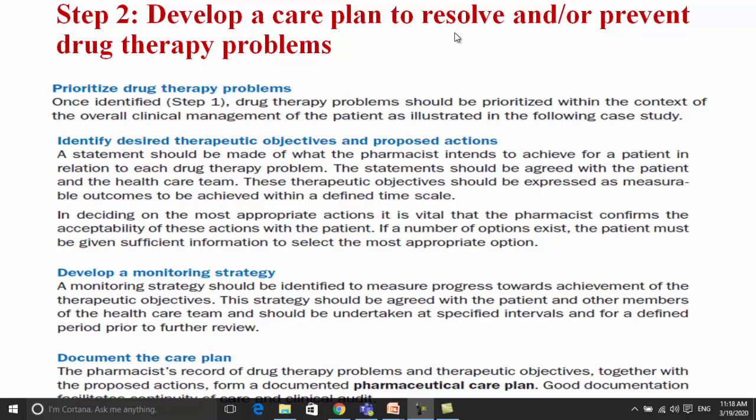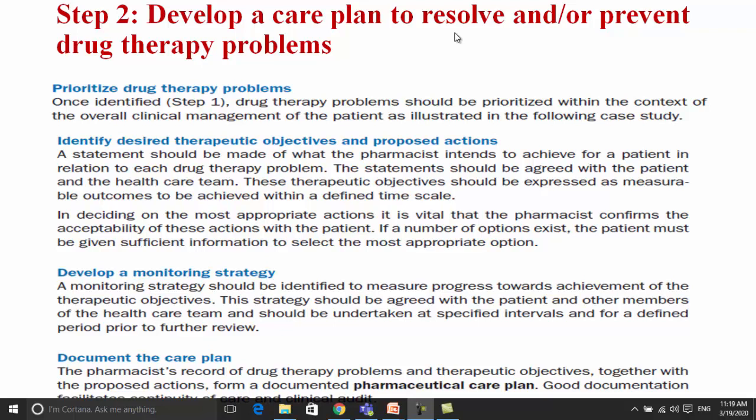You are not treating symptoms, you are not treating numbers, you are treating a human being. This is important advice you must remember when you provide pharmaceutical care. You are treating a human being, not symptoms, not numbers that come from the lab test. You are comprehensively, systematically, structurally treating the patient by providing rational and evidence-based medicine or pharmacy practice. Third is to develop a monitoring strategy.